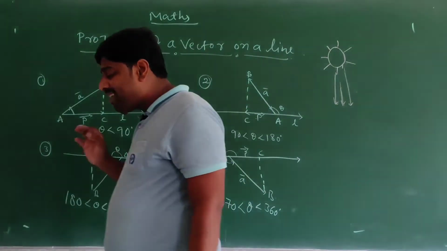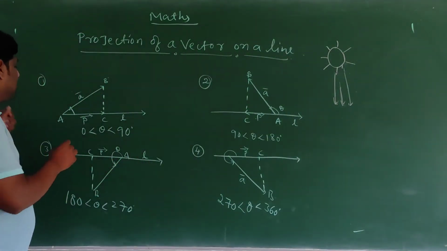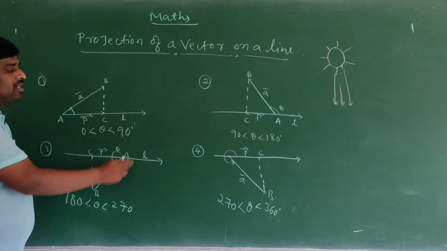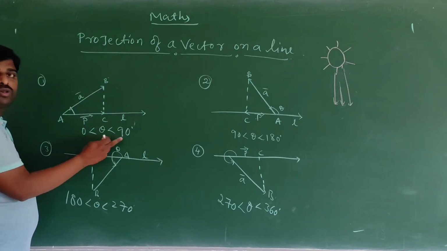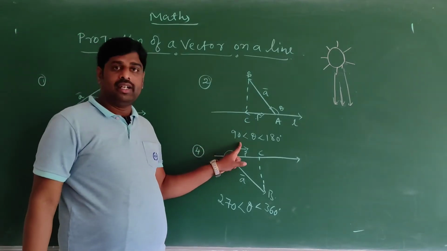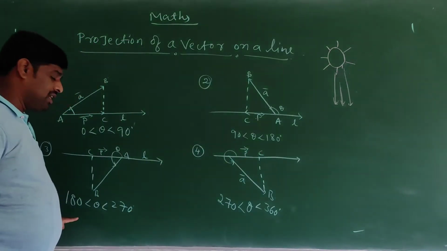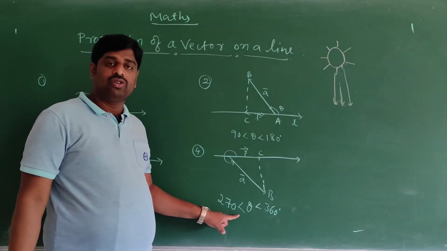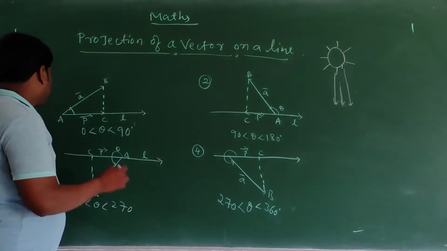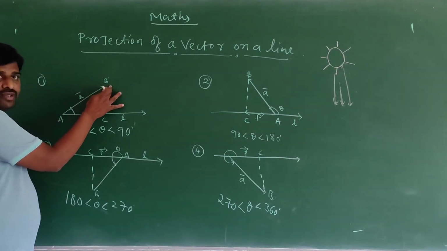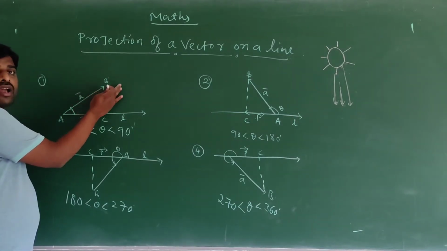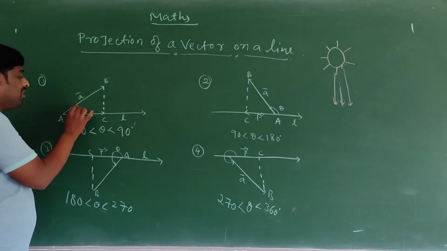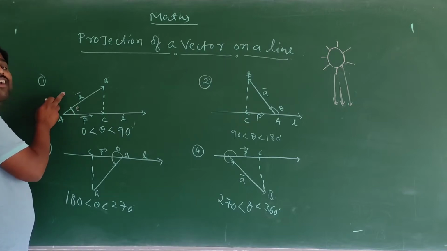Similarly, now in our vectors, projection means, here AB is a vector, and this L is the directed line segment. So here this projection is 0 to 90 degrees, this projection is 90 to 180 degrees, this projection is 180 to 270 degrees, and this projection is 270 to 360 degrees. Now the projection of AB bar on a directed line segment L with an angle theta in the anti-clockwise direction.